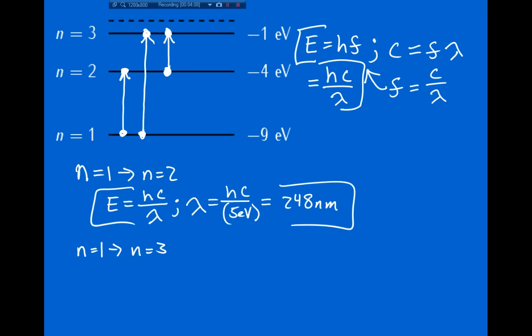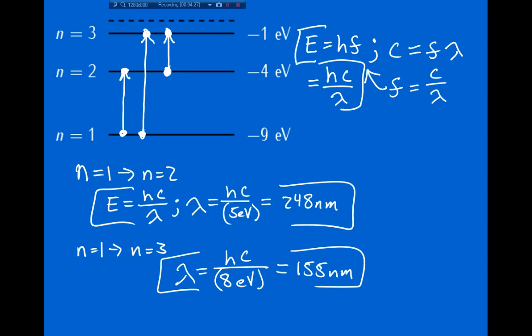So we can actually just use the same formula again. The wavelength is going to be equal to Planck's constant times the speed of light, and this time divided by 8 electron volts. And if we plug this number into a calculator, we can see that this is equal to 155 nanometers.